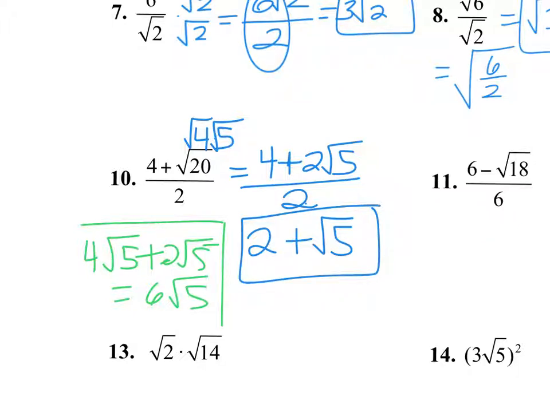See these 4, 2, and 2? I divided all of those by 2 because they were all divisible by 2. So when you reduce your fraction, you have to reduce all the parts of the fraction.